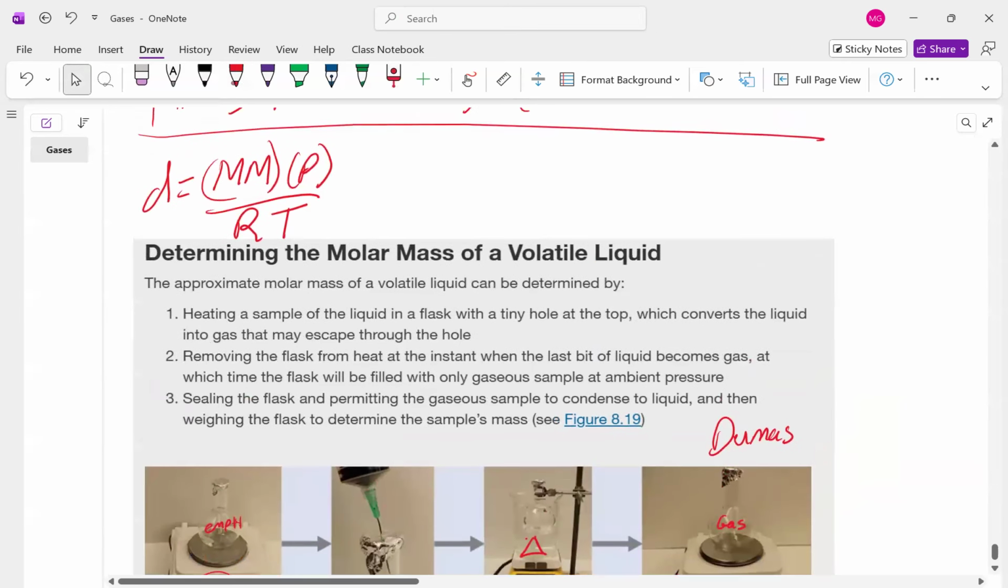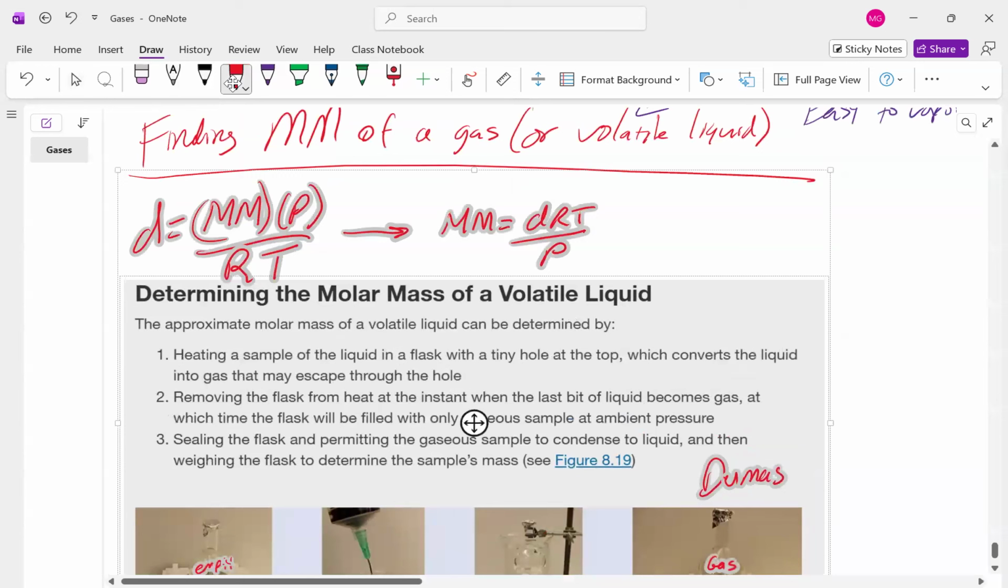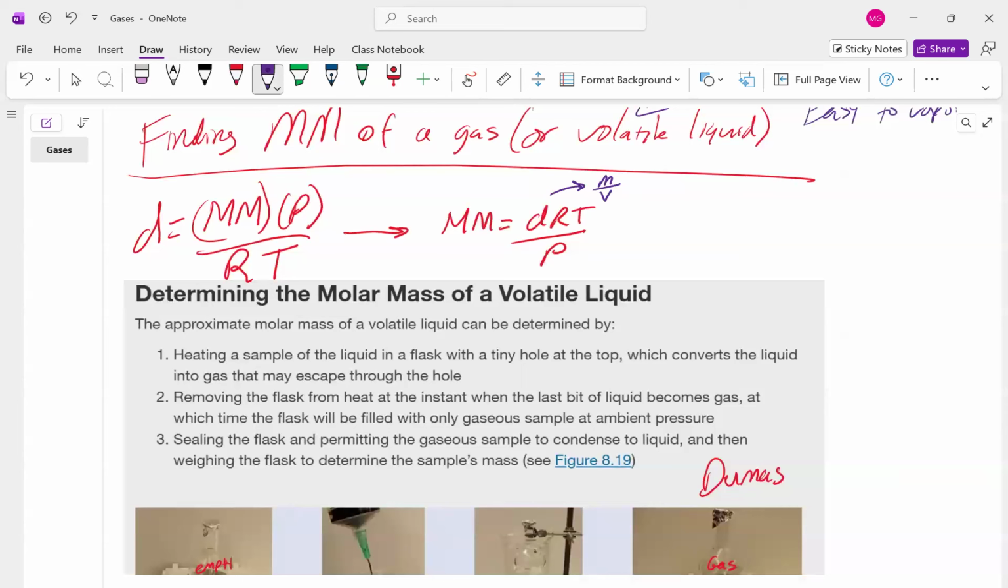So here's our density equation from the last video. Now let's rearrange this to solve for molar mass. Okay, so I moved the molar mass over, and if I know the temperature and pressure, but how do I know the density? If I don't know what my gas is, I just can't look that up. How do I know what the density is? Well, what is density? Remember, density is mass over volume, right? Well, let's plug that in.